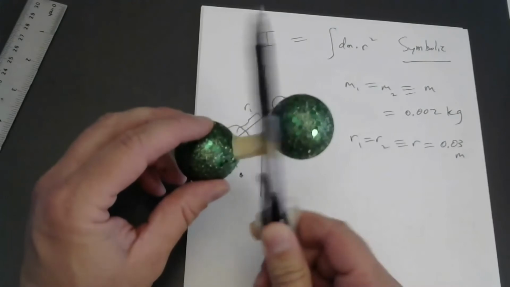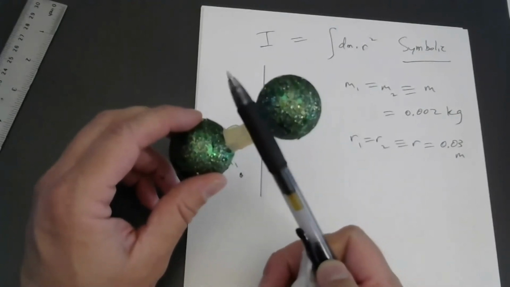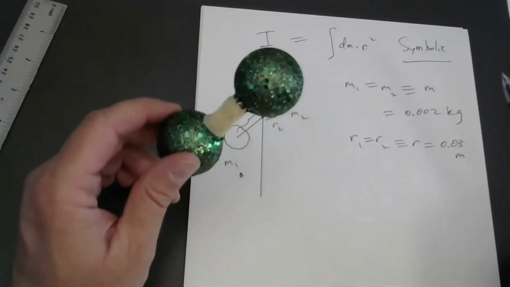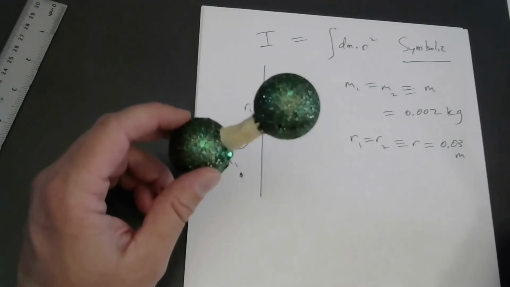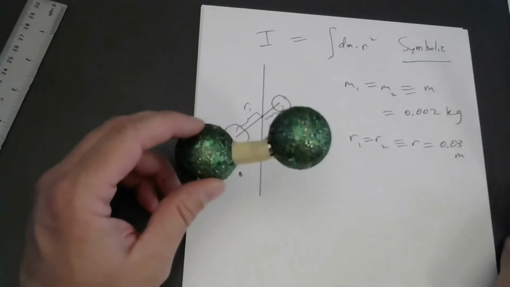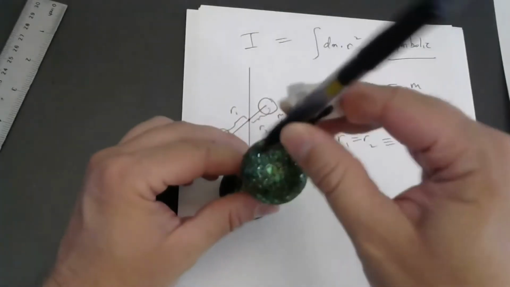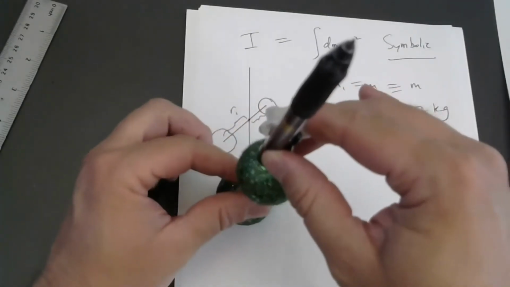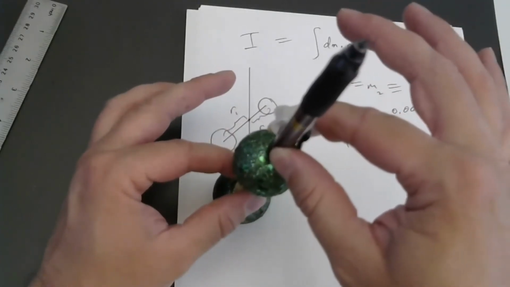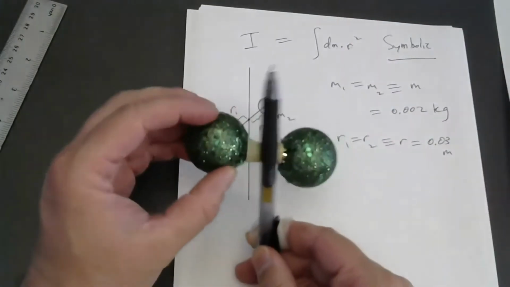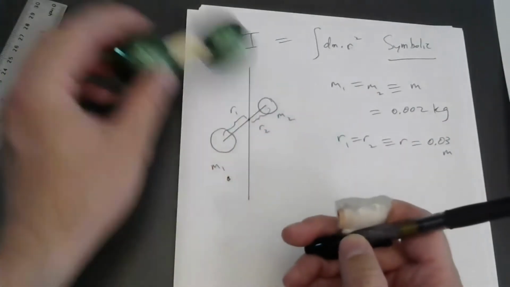Notice I'm saying about this axis because the moment of inertia depends on the axis. It's not like an object has just one fixed moment of inertia. The moment of inertia depends on the axis of rotation. If I made this same thing rotate about this axis, it would actually have a much smaller moment of inertia because the mass is all clustered more closely to the axis. Here, the mass is distributed farther from the axis. So the axis matters a lot.